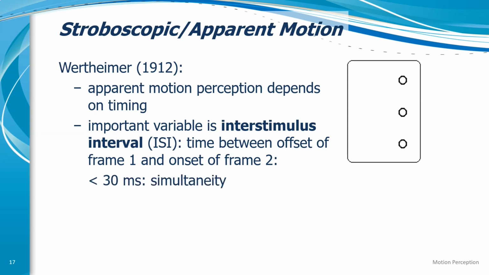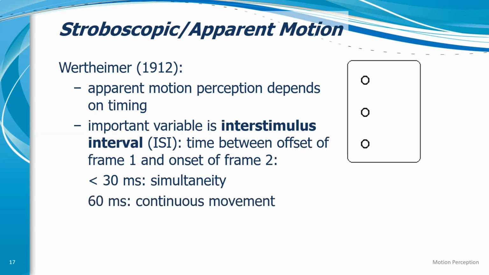Wertheimer did a bunch of experiments, and he determined that if the ISI is less than 30 milliseconds, the stimuli seem to be on simultaneously. At about 60 milliseconds, you get a continuous experience of movement. Anything greater than about 200 milliseconds now, the stimuli don't seem to belong together. You would see 3 circles on the left, and then 200 milliseconds later, you see a bunch of circles on the right. But it's not like the circles have moved from the left to the right. They seem to be just 2 independent sets of stimuli.